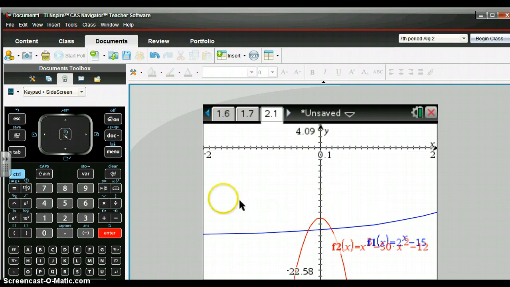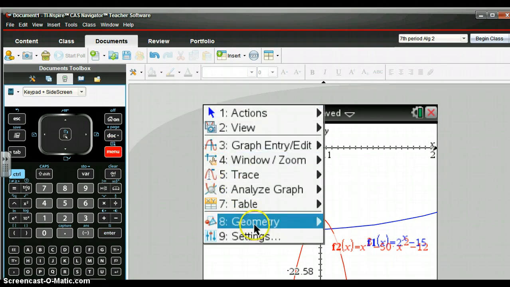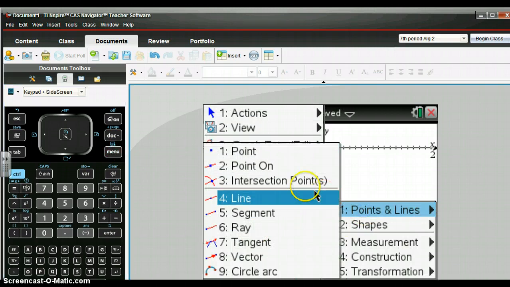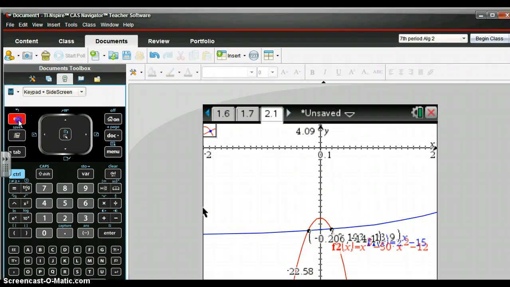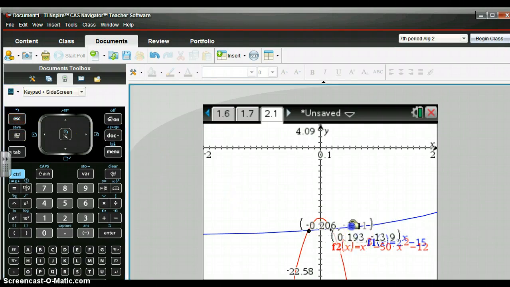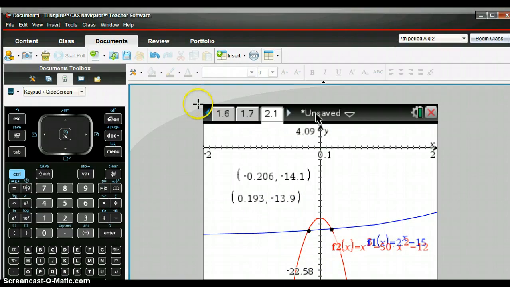So it crosses, looks like, in two spots. Let's hit the intersection point. So if you hit the menu key, geometry, points and lines, intersection point. You click on one graph, click on the other graph, and notice I hit escape too, so I can grab these. Both of these intersection points come through. So let me just kind of grab this.